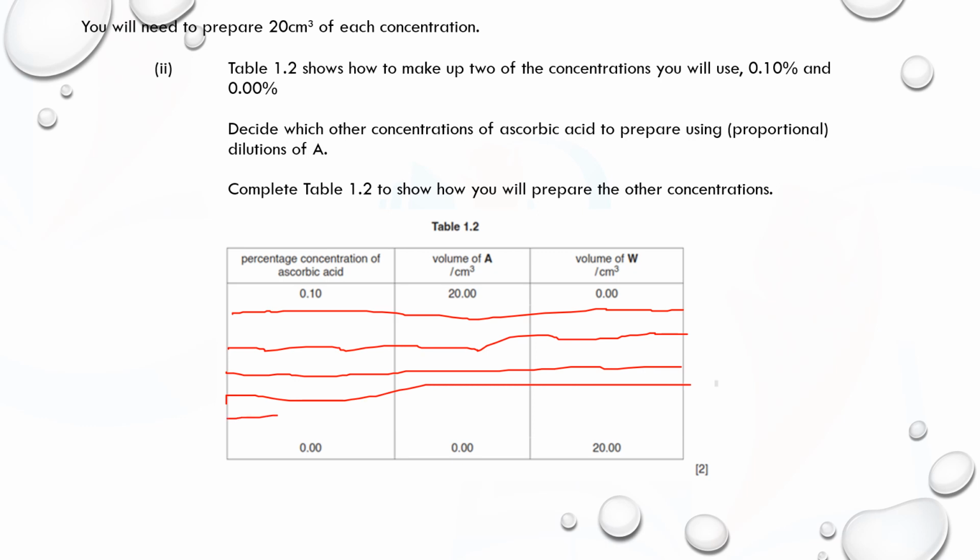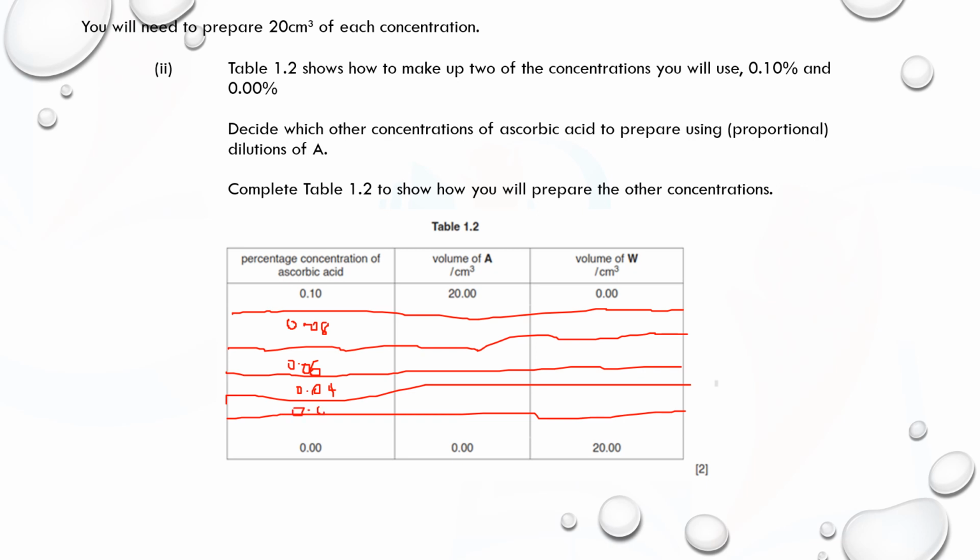Okay, and I think this is it. So don't forget the table. All right, now of course this is going to be 0.08, right? Yes, so this is going to be 0.06. Okay, that's 0.04. And that's 0.02.